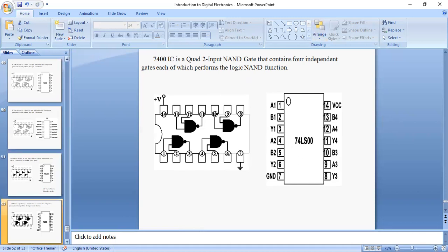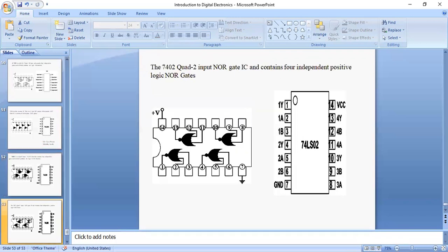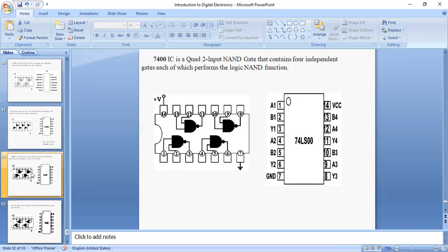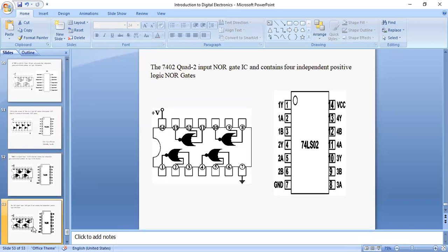Now coming to the NOR. This is the NOR gate. That number is nothing but 7402. Now, observing the NAND, here pins 13, 12 are the input pins, 11 is the output pin, and 10, 9 are the input pins, 8 is the output. But here it is different. 8, 9 is the input and 10 is the output. And 13, 12 is the input, 11 is the output. So that is the difference between the NAND gate diagram and the NOR gate.